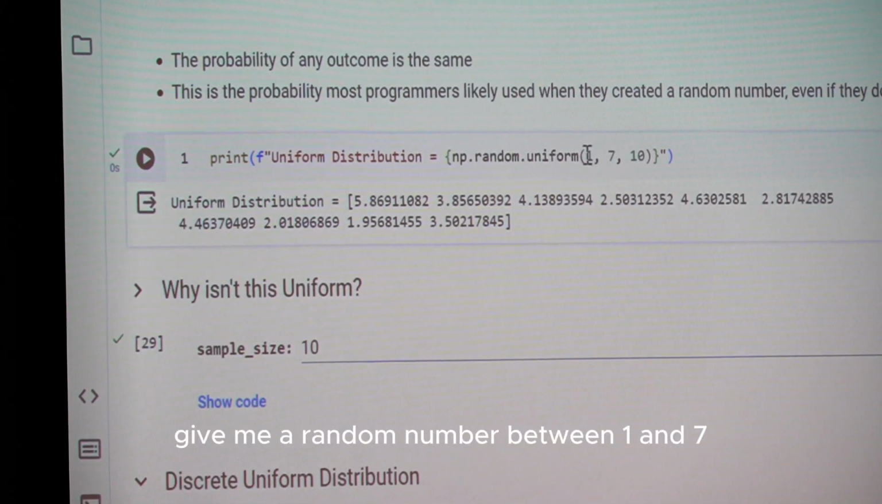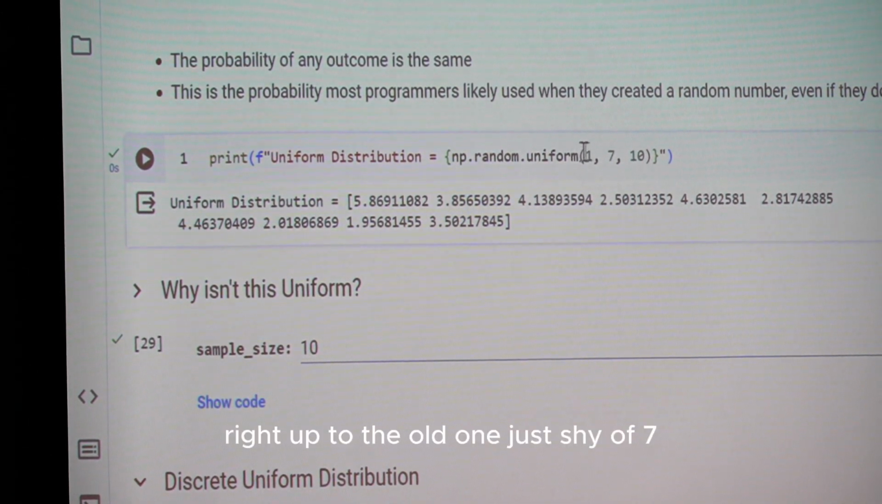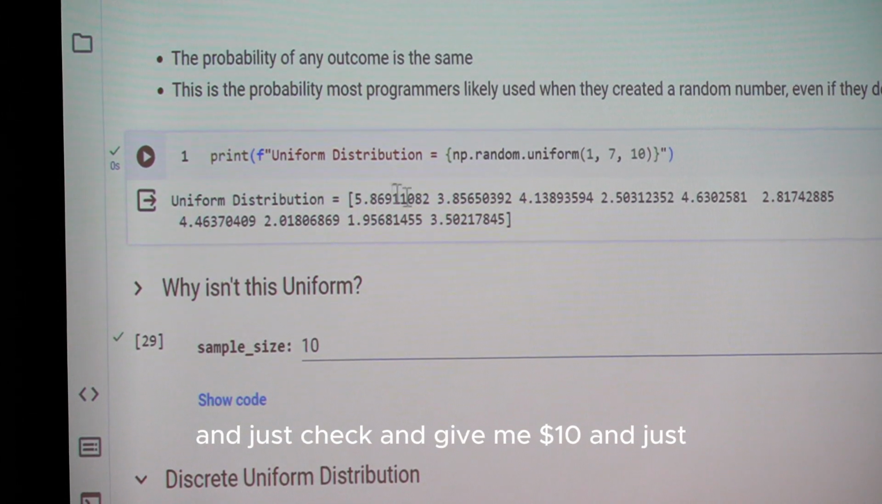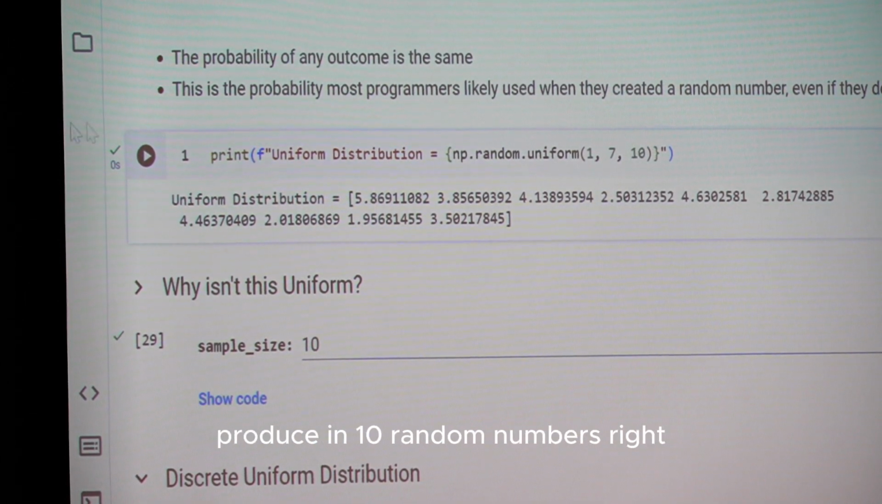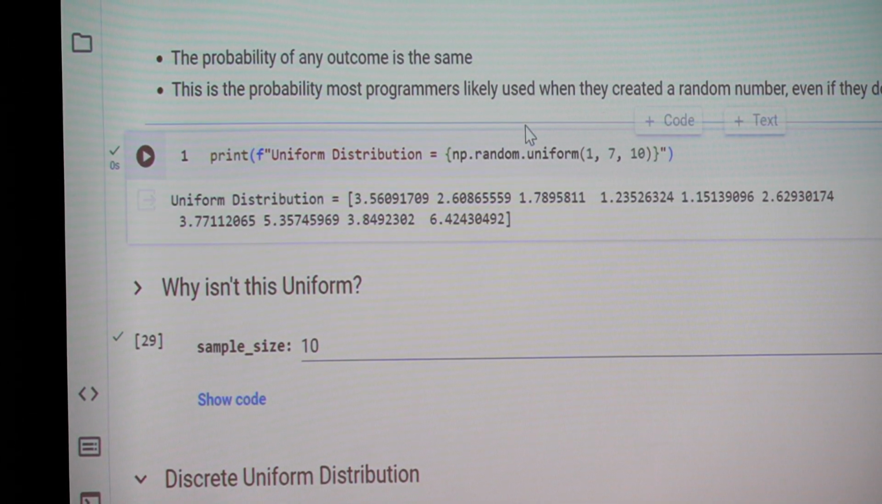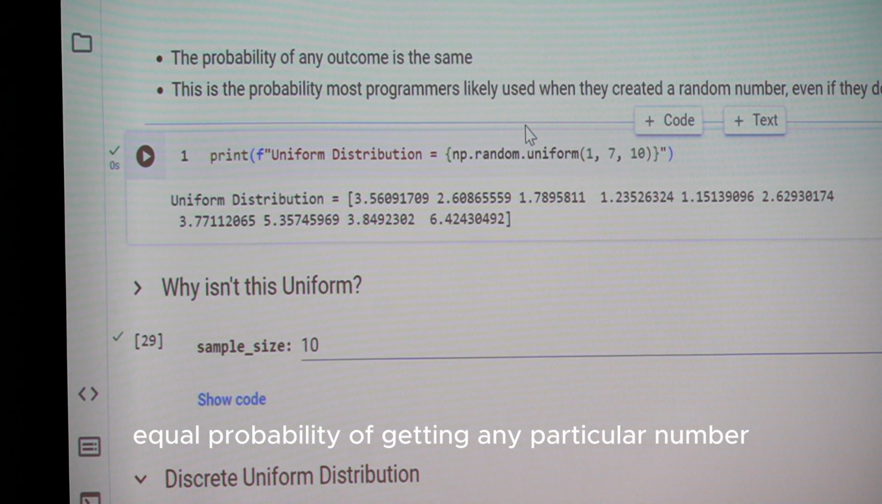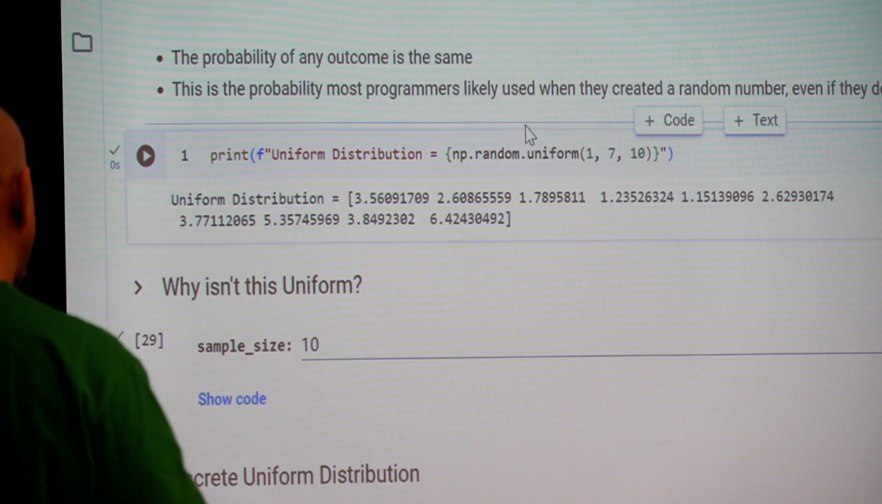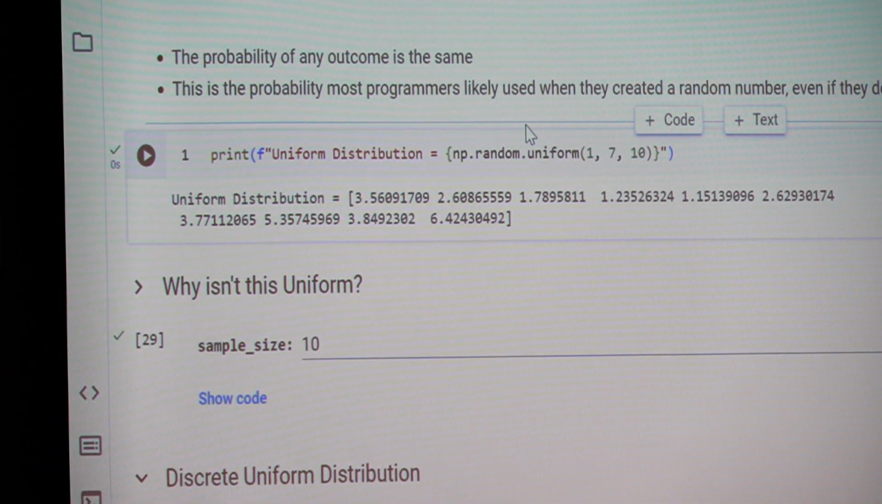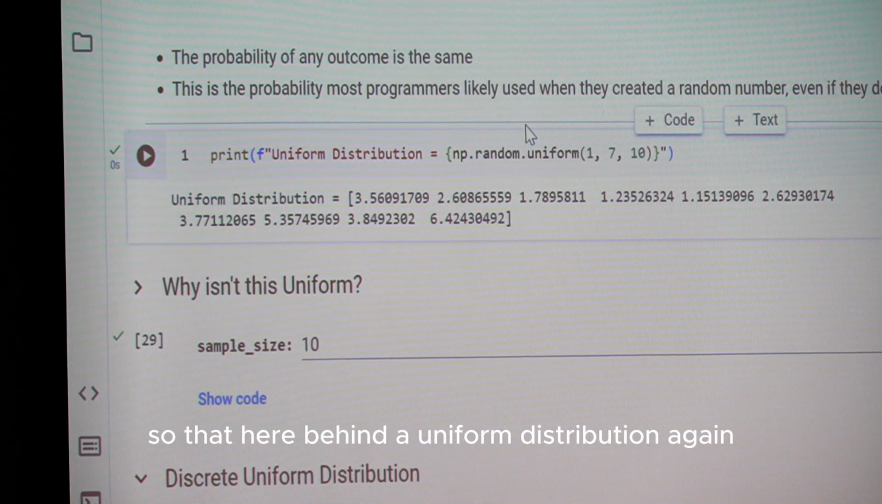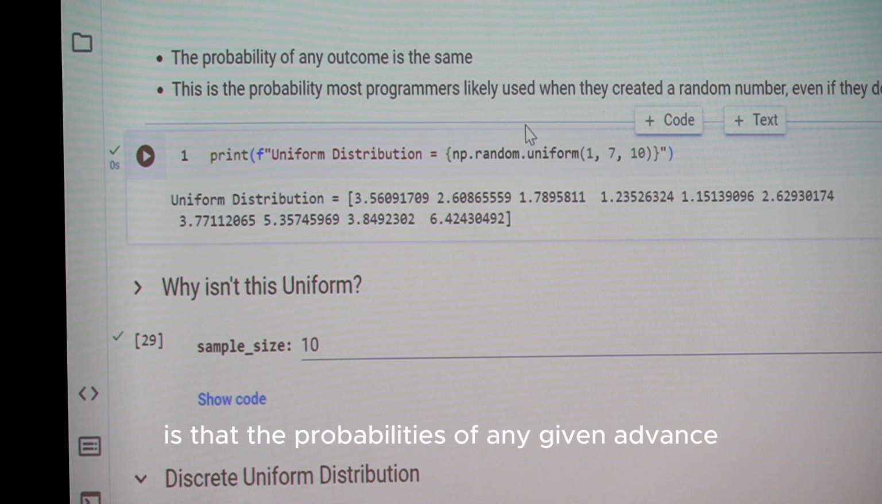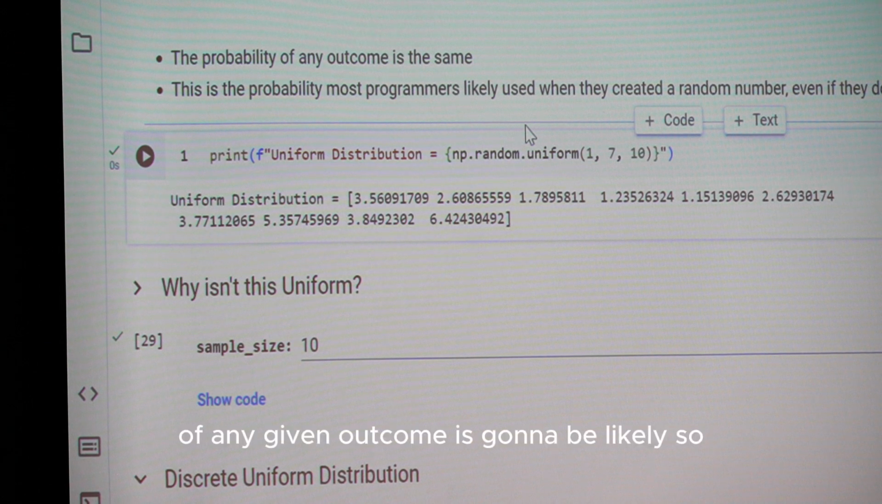So I'm saying, hey, give me a random number between 1 and 7, up to 1, just shy of 7, and give me 10 of those. It produces 10 random numbers. No big deal. Equal probability of getting any particular number. So far, so good? The idea behind a uniform distribution, again, is that any given outcome is going to be equally likely.